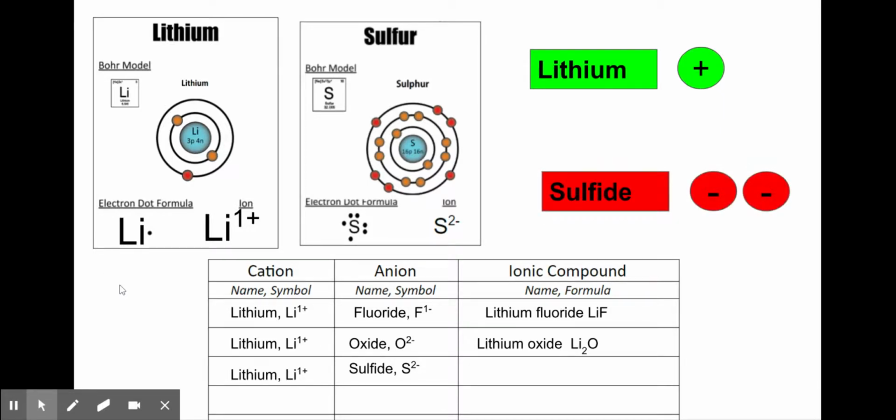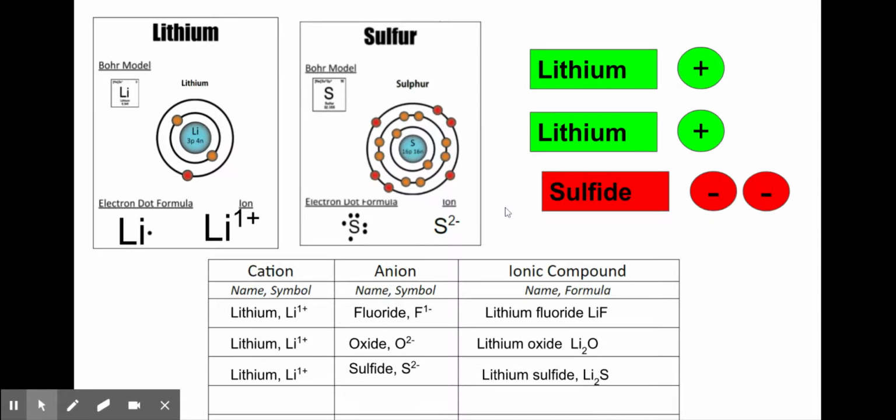So I'm going to demonstrate it this way, and you can see they don't match up. They won't cancel out to 0. So I need to add another lithium. That way I'll have a total of positive 2 charge and a negative 2. I'll need a 2 for the lithium and a 1 for the sulfide. And there it is, lithium sulfide, Li2S. We don't draw the 1. It's understood 1 if there's no number. Lithium sulfide, Li2S.